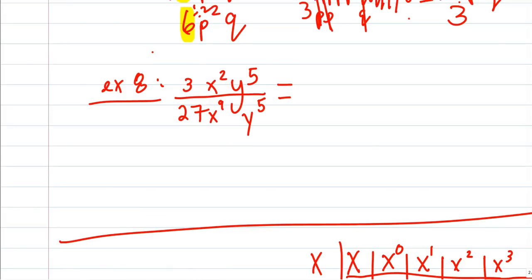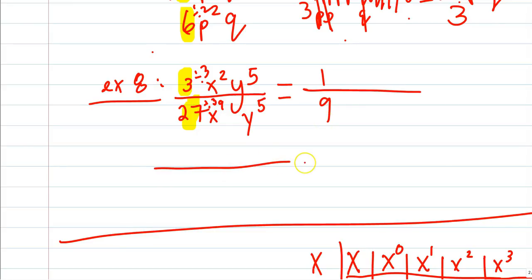3x squared y to the 5th over 27x to the 9th y to the 5th. Let's start with the numbers. 3, 27. Those are reducible, divisible by 3. Makes that on the top 1 over 9. Talk about the x's. Currently on the top I see 2 x's. On the bottom I see 9.